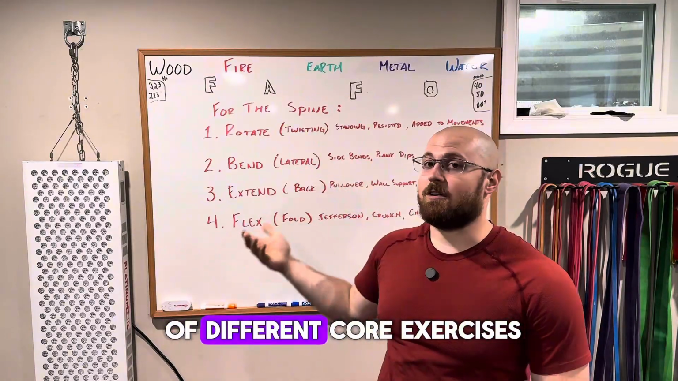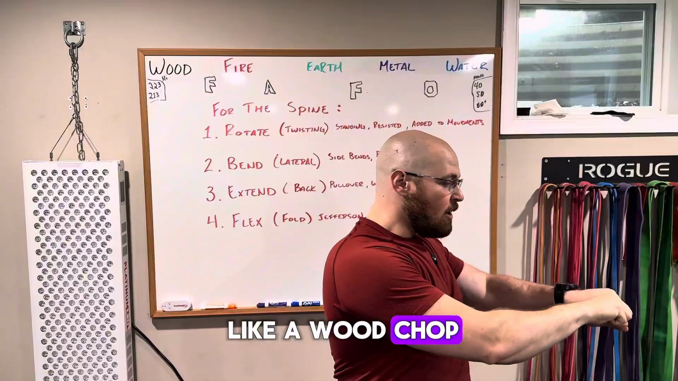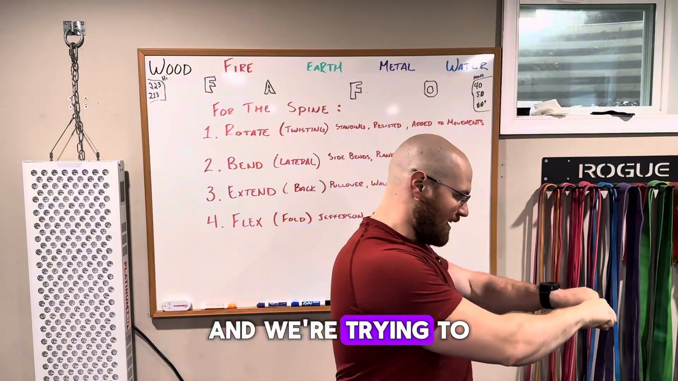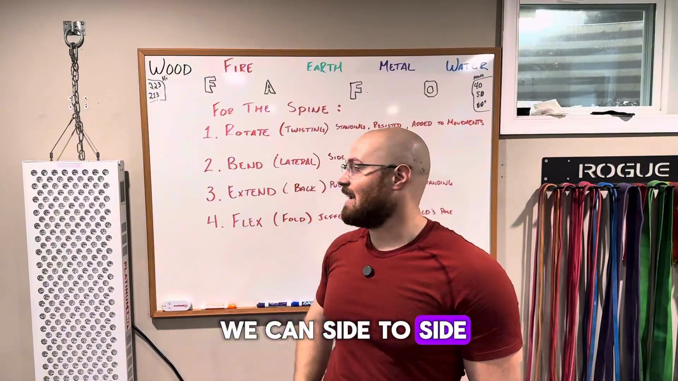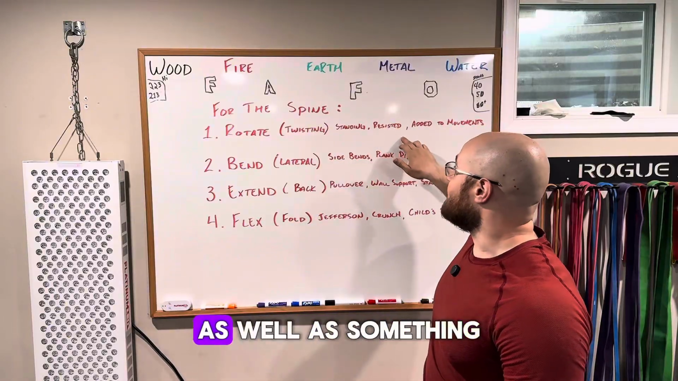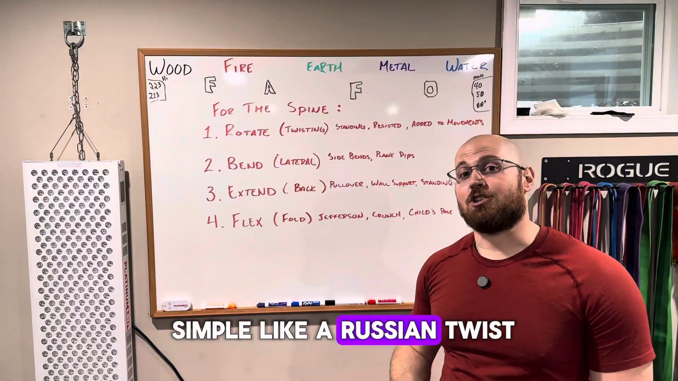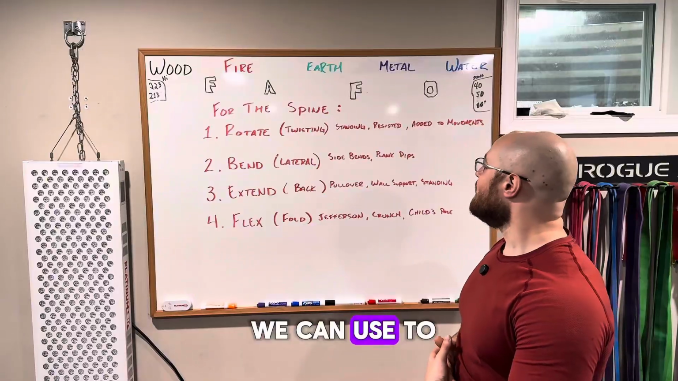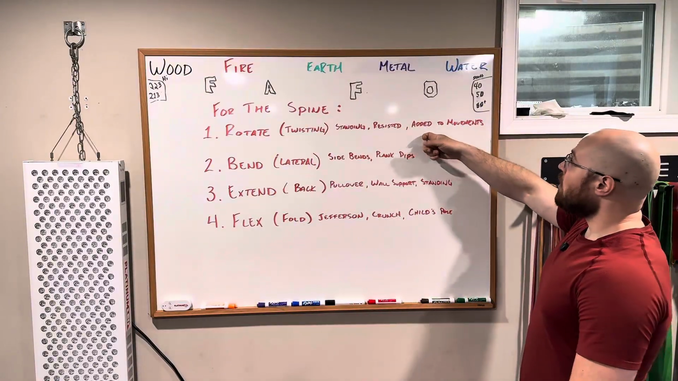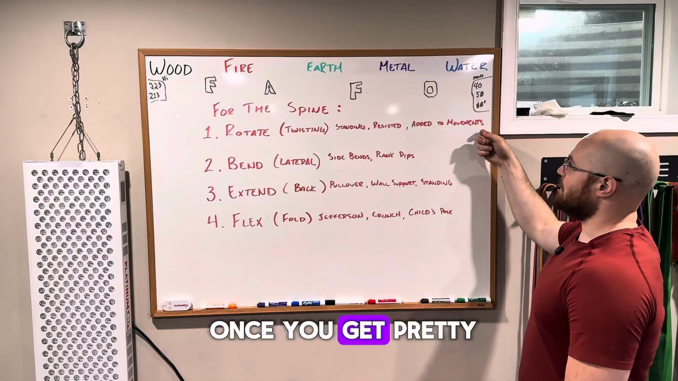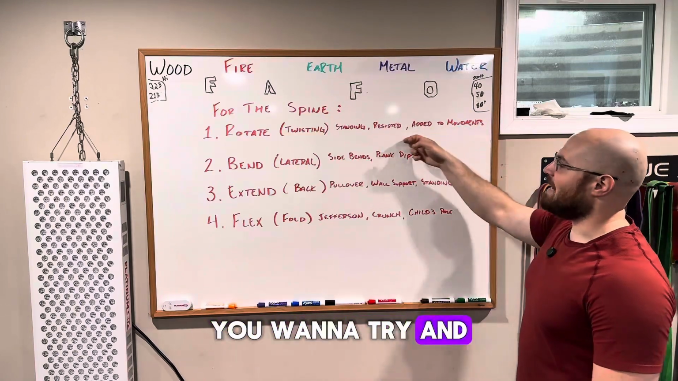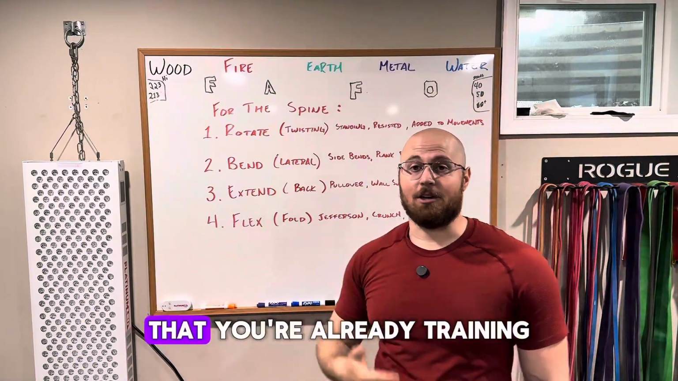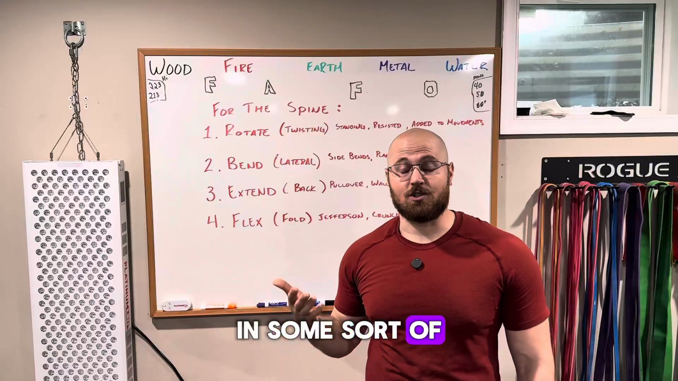Or there's a bunch of different core exercises like a wood chop where we're grabbing a band or a cable and we're trying to twist as far as we can side to side. That's a great exercise, as well as something simple like a Russian twist can be something that we can use to work some rotation. Although, in my opinion, once you get pretty good with rotating, you want to try and add it to the movements that you're already training in some sort of strength routine.